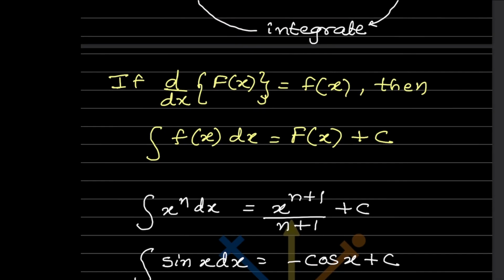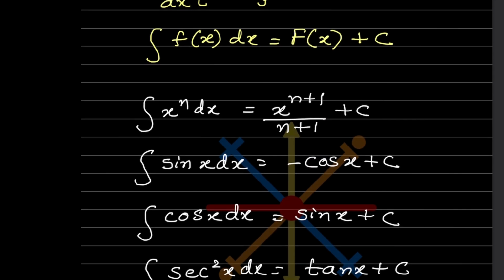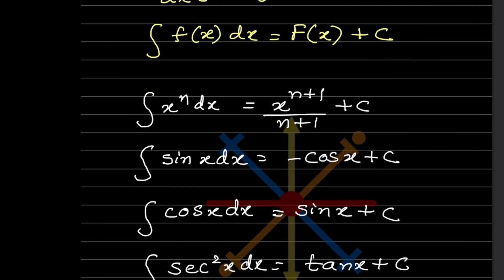Now let us see some of the formulas. If d by dx of capital F(x) is small f(x), then integration of f(x) dx will be capital F(x) plus C. Integration of x raised to n dx will be x raised to n plus 1 divided by n plus 1, plus C. Integration of sin x dx is minus cos x plus C. Integration of cos x dx is sin x plus C.